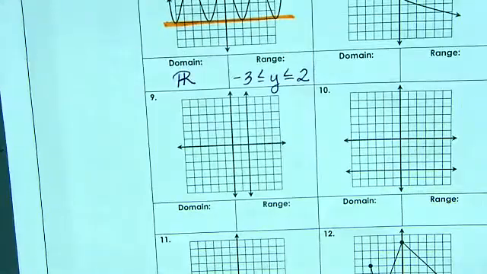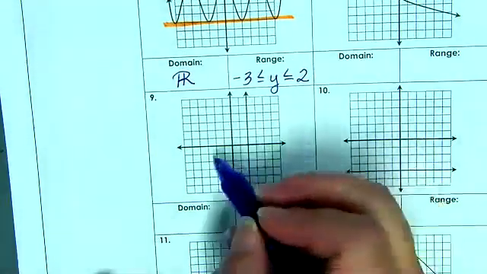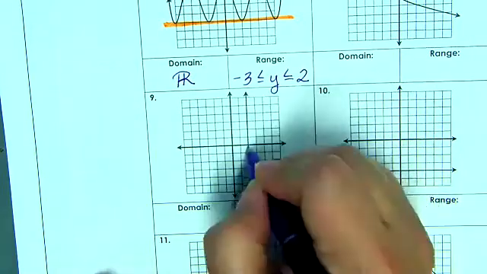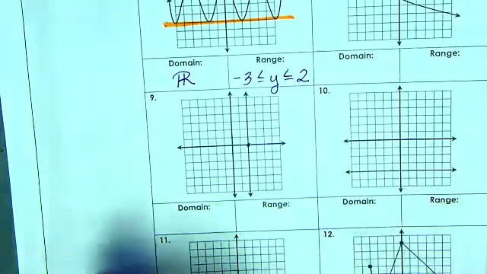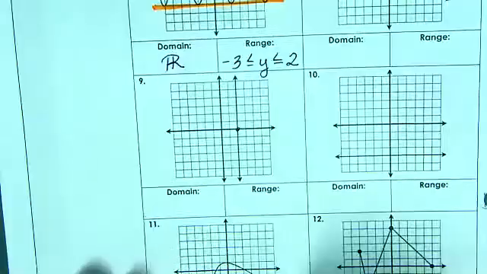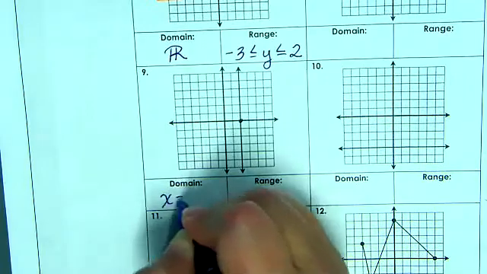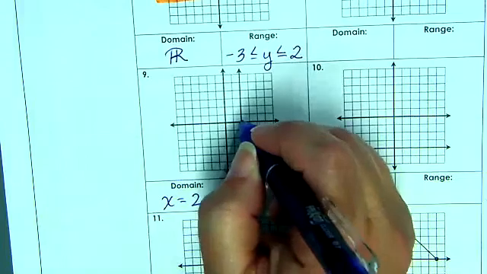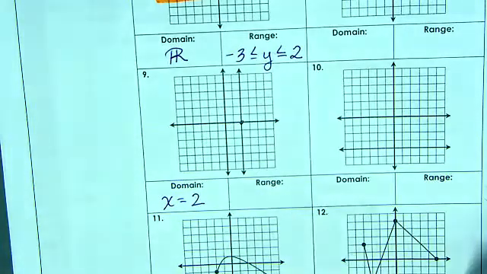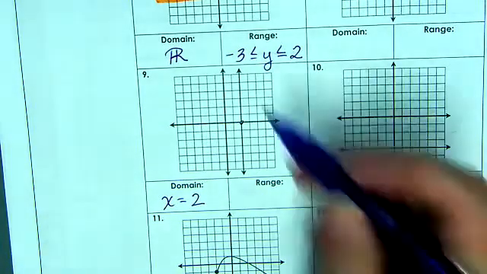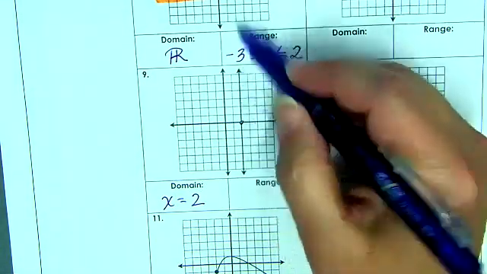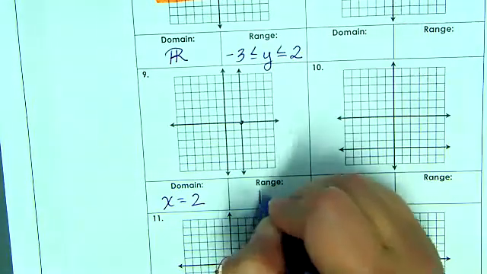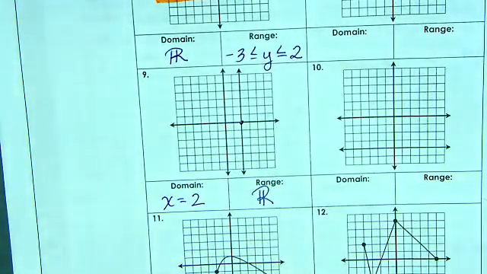Okay, number 9. For my x values, well, it's only at this point right here on the x-axis. It's not going left or right at all. It is located only there. So the domain is x equals 2, because it is only possible to be on the x-axis at 2, which is right there. Now my range is a different story, because it's got arrows. It's going completely up and never ending, and it's going down and never ending. So therefore my range, because it never ends, is all real numbers.